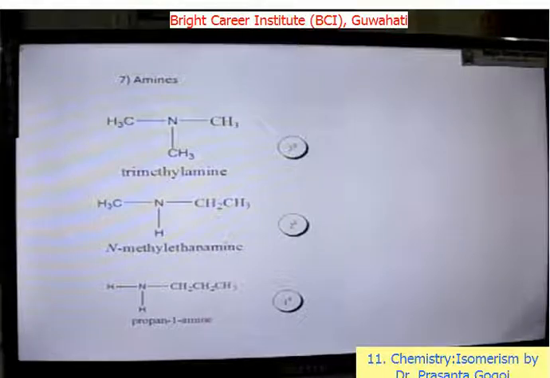The last one is amine. We can divide the amines into three parts: one is tertiary amine, next one is secondary amine, and primary amine. If the amines have the same molecular formula with different degrees, all three are considered functional group isomers.